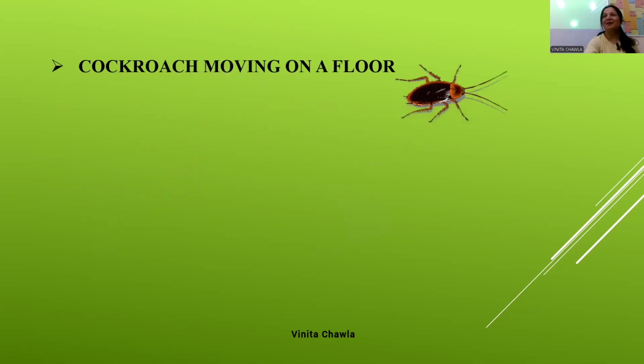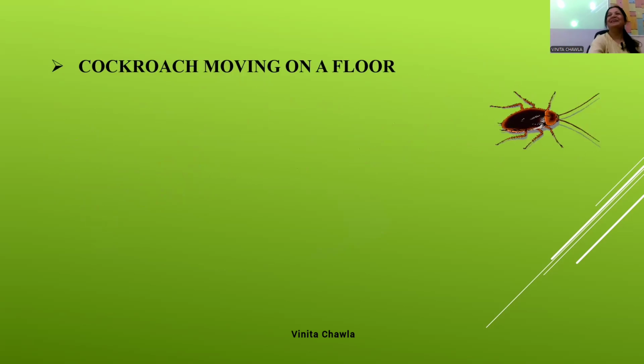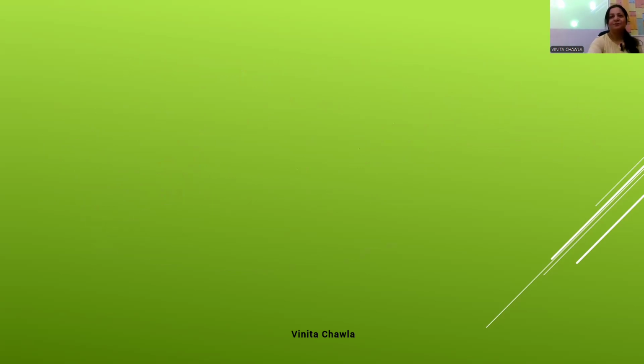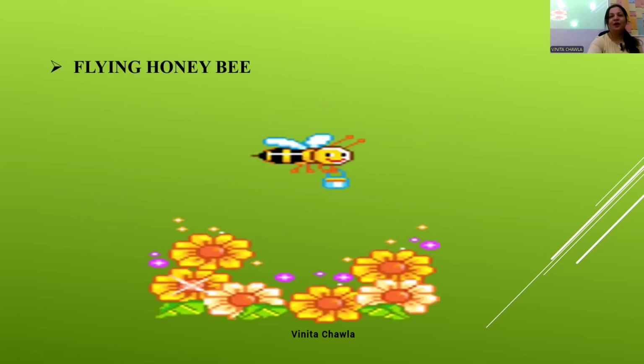Cockroach moving on a floor. This kind of motion, see, it is going like this. So we need two coordinates to specify its location at a particular point of time. So this kind of motion is motion in a plane. And we have a honeybee.